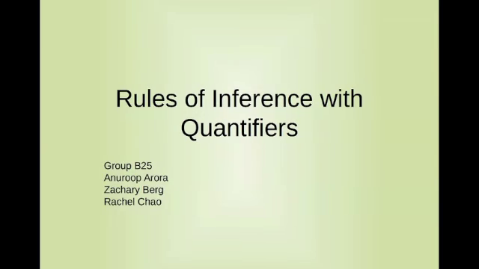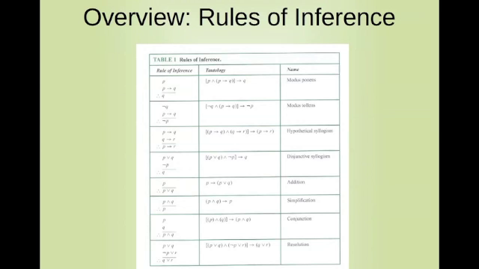Alright, our group's topic was rules of inference with quantifiers. We're group B25, which consists of Anirudh Arora, Zachary Berg, and Rachel Chow. And our goal is to simplify rules of inference, or explain why these are useful. It's not too clear looking at just the table in our textbook why these should be true, or what use you could have for them.